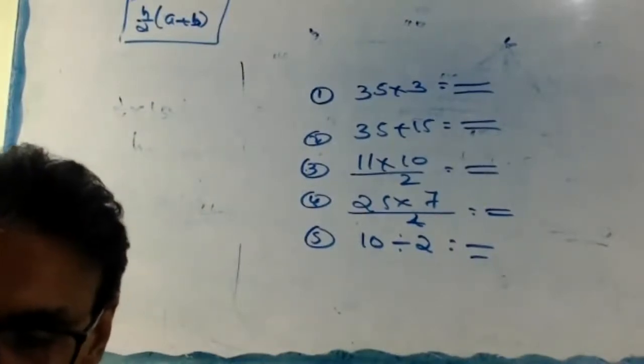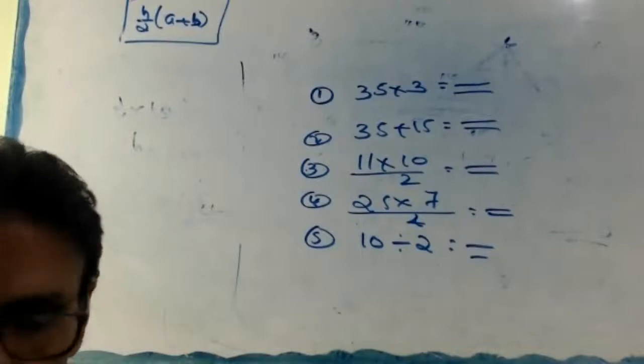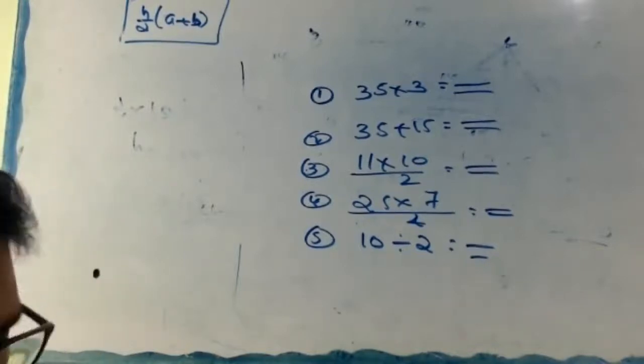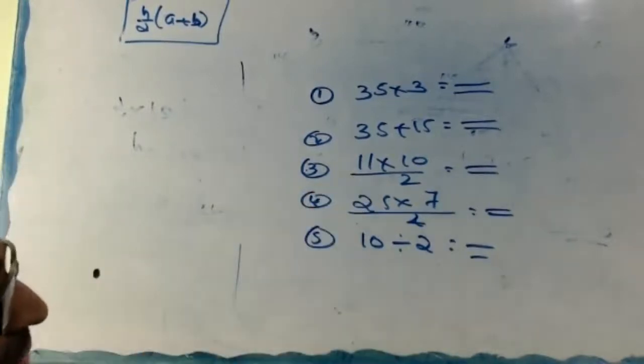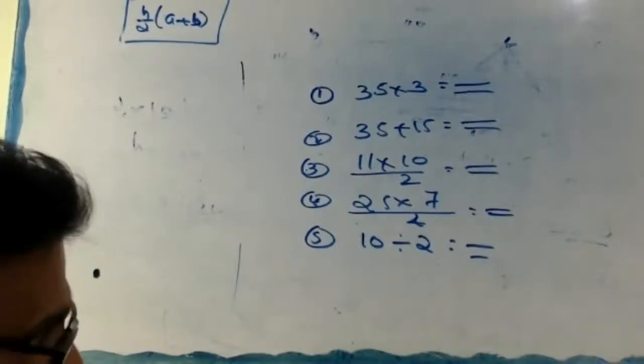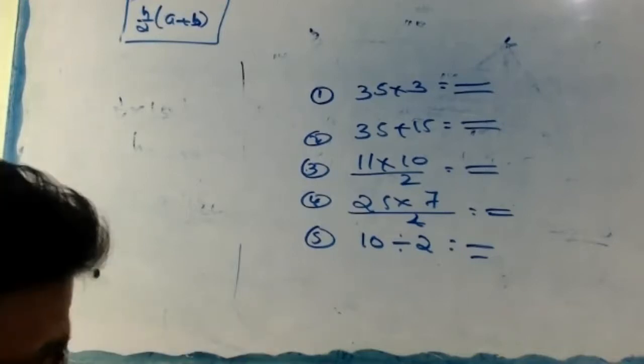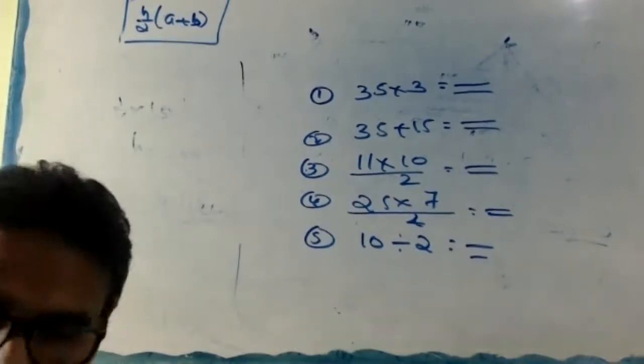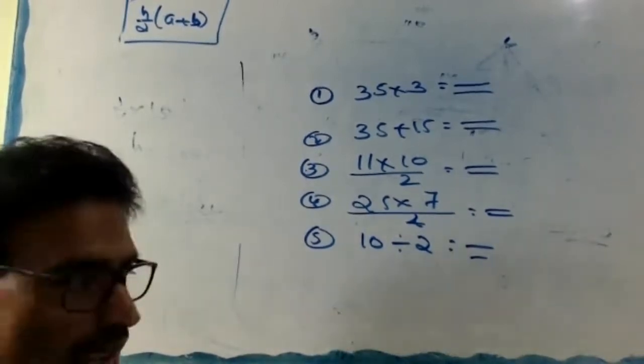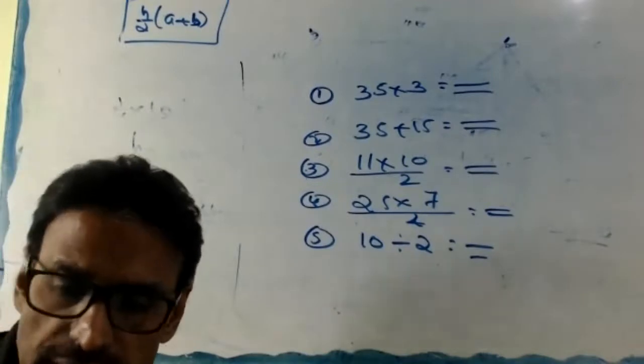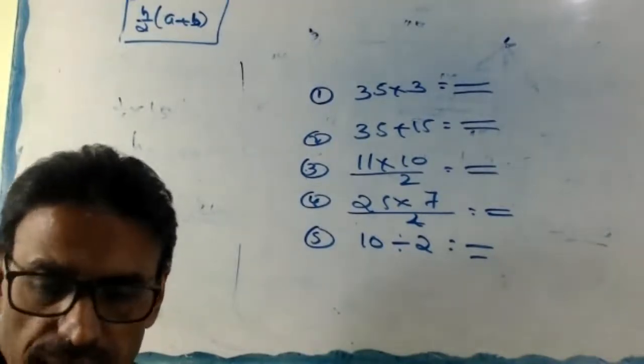Yeah, you write, because you're making mistakes in that only. No, write first. 35 into 3, you multiply and write. 35 plus 15, you write. 11 into 10 divided by 2, how much? 25, 7 divided by 4, how much? 10 divided by 2, find out that. Because in the previous question, let's just do multiplication and division, you made a mistake.